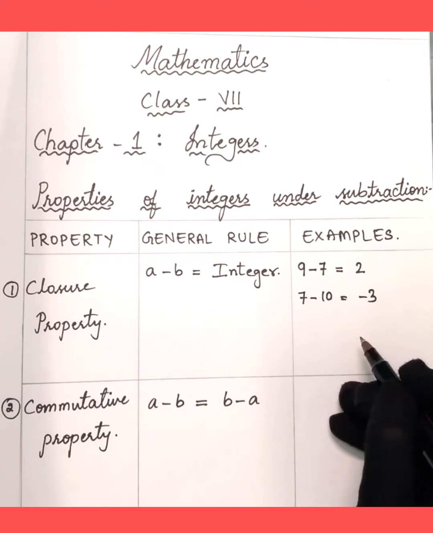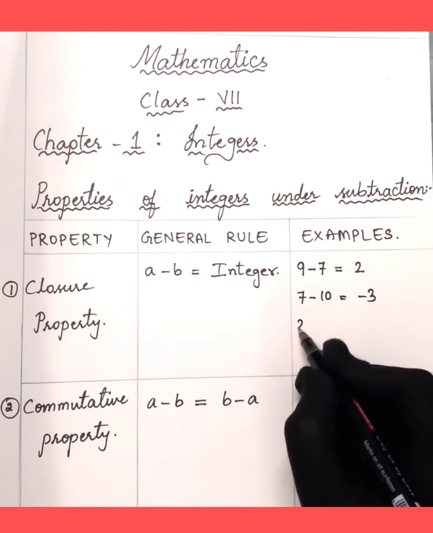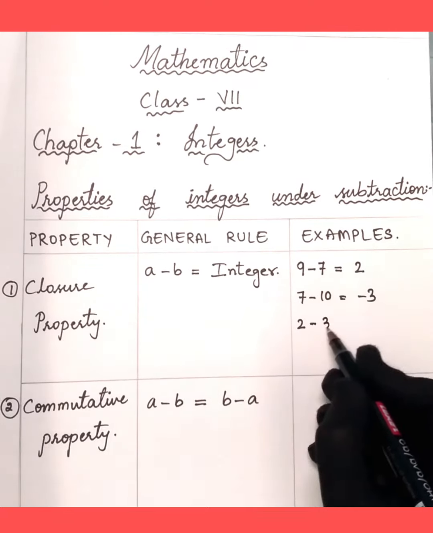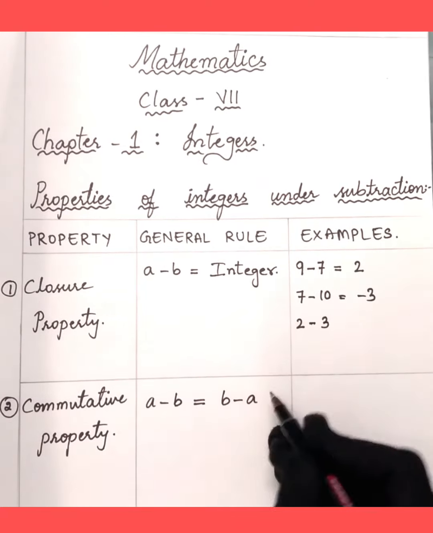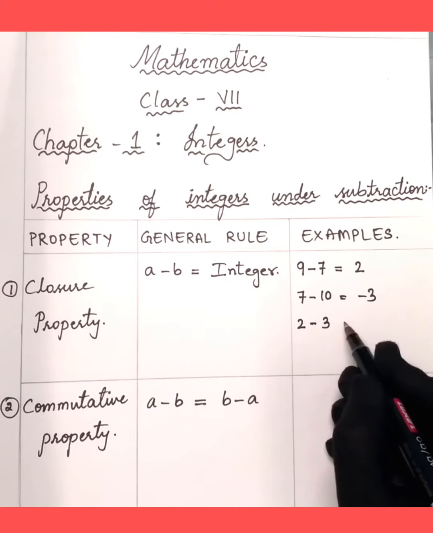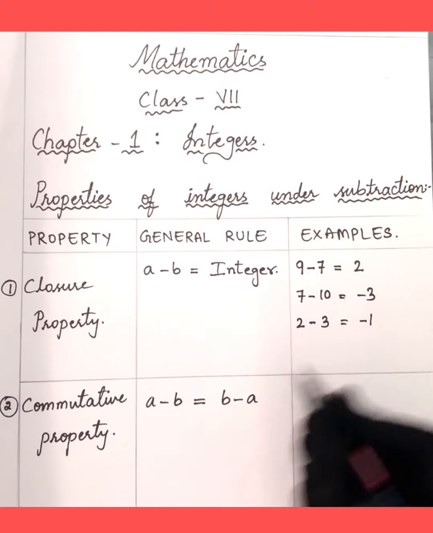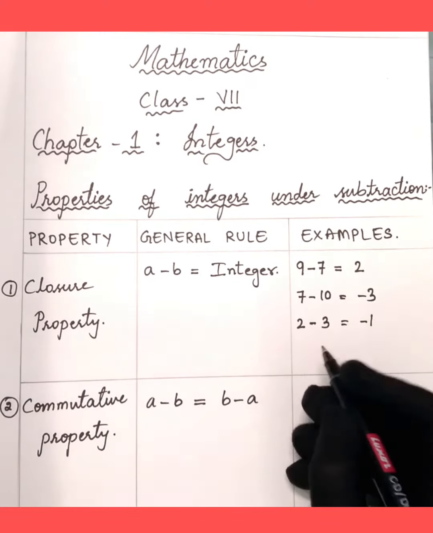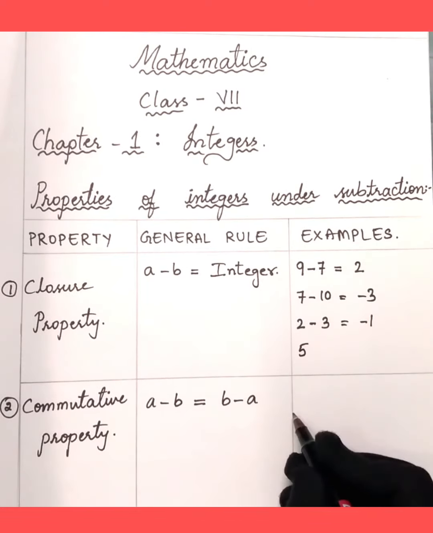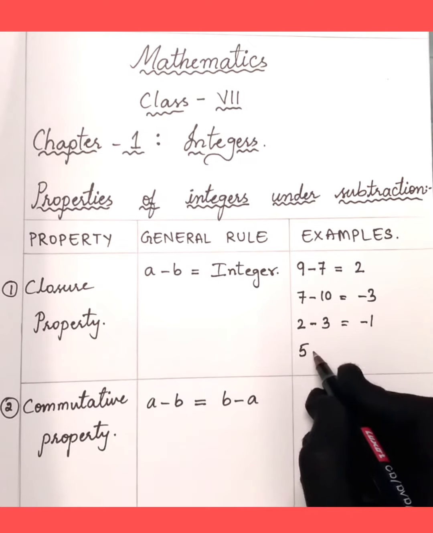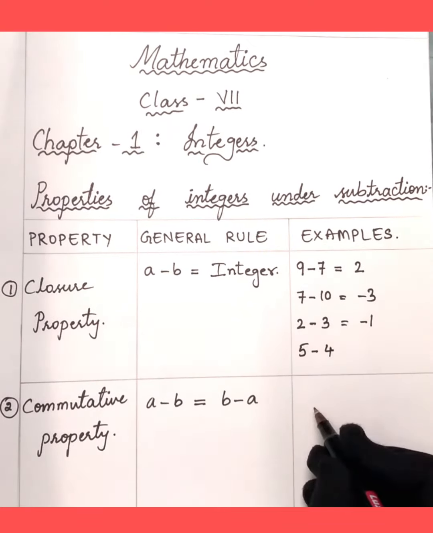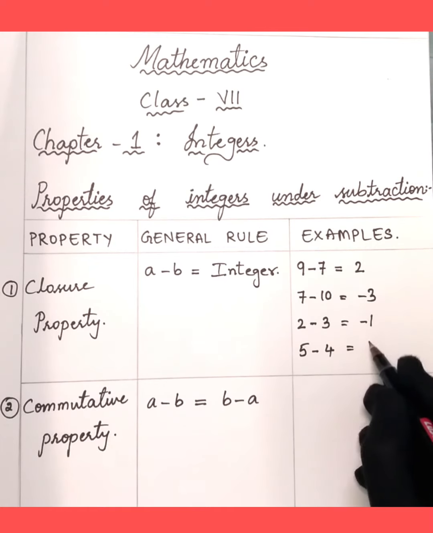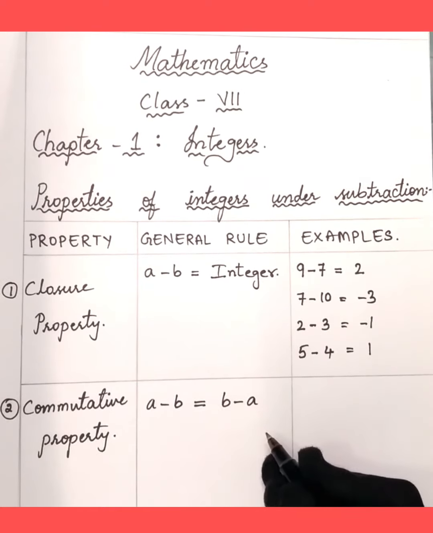Let us take one more example. 2 is an integer. 3 is also an integer. When you subtract these two integers, we get -1. -1 is also an integer. Another example: 5 is an integer, 4 is also an integer. When you subtract these two, we get 1. 1 is also an integer.